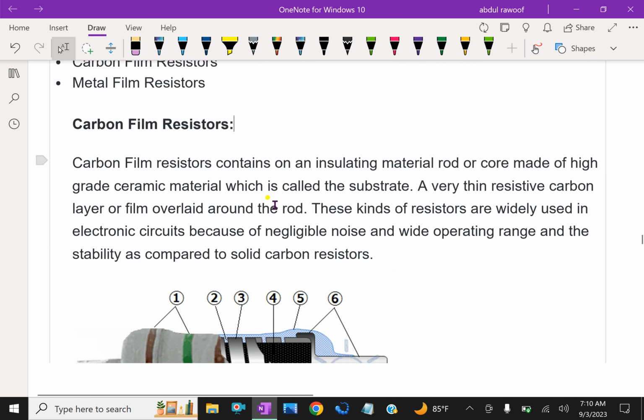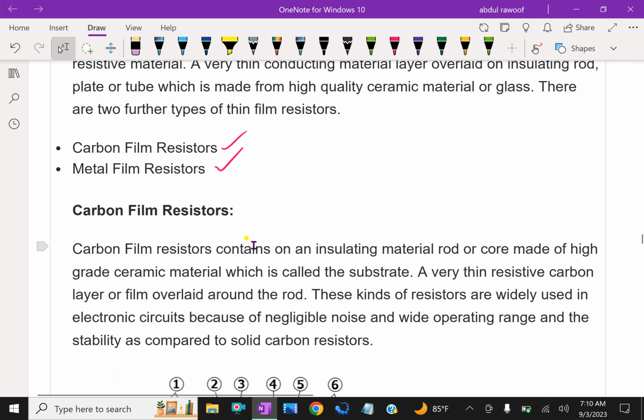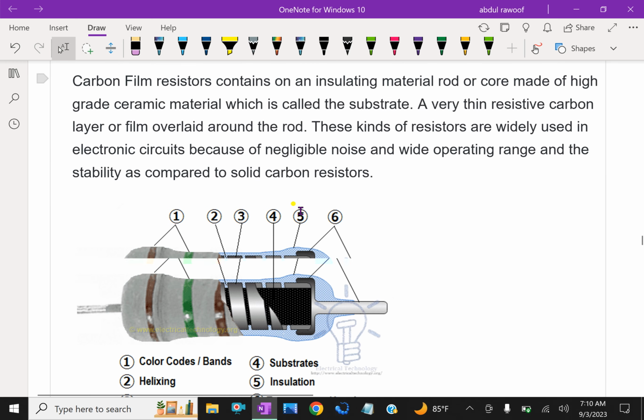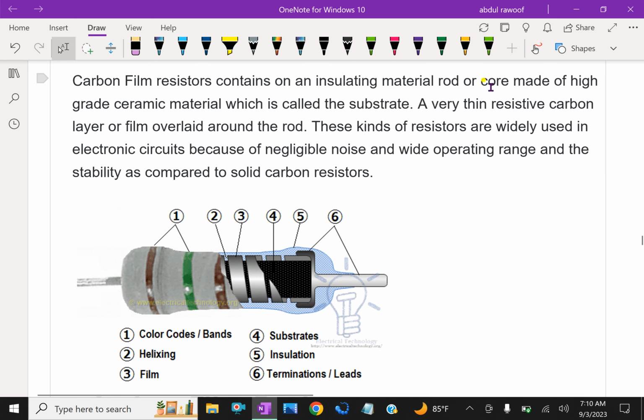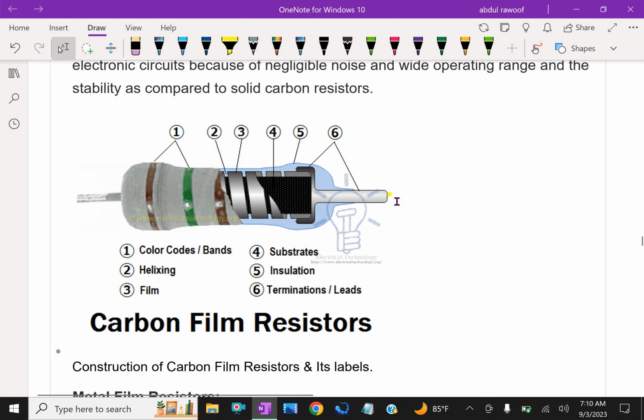Here, carbon film resistors. Carbon film resistors contain an insulating material rod or core made of high-grade ceramic material, which is called the substrate. A very thin resistive carbon layer or film is overlaid around the rod. These kinds of resistors are widely used in electronic circuits because of their negligible noise, wide operating range, and stability as compared to solid carbon resistors.